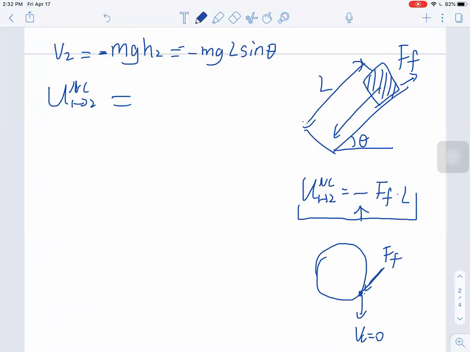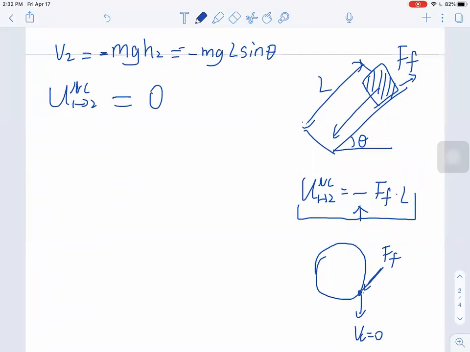The work done from non-conservative forces, in this case the friction force, is 0. That's a little bit tricky to understand. Just remember this: if you have a disk rolling down a slope with no slip condition, the work done from the friction force is 0.